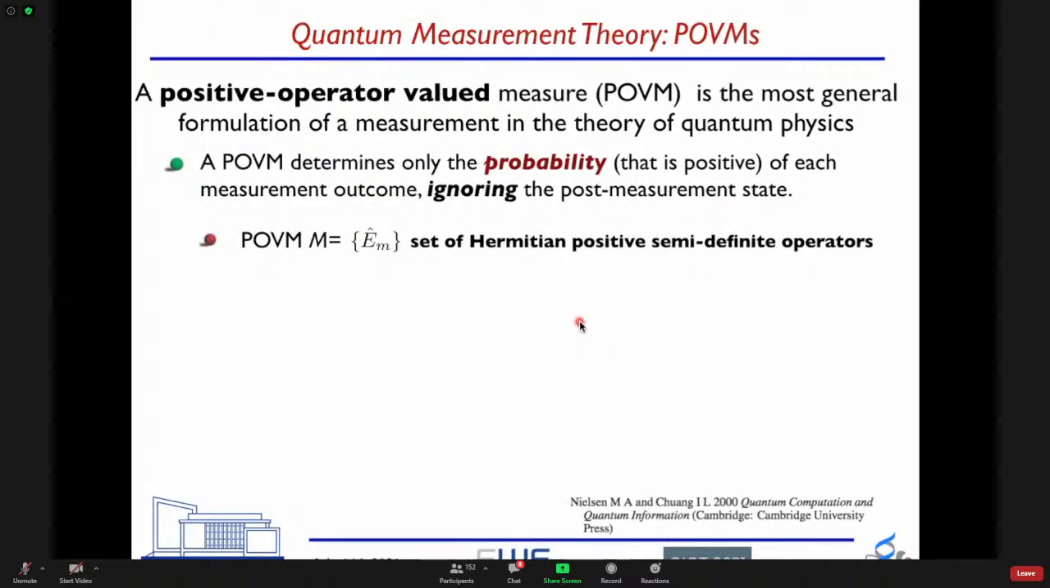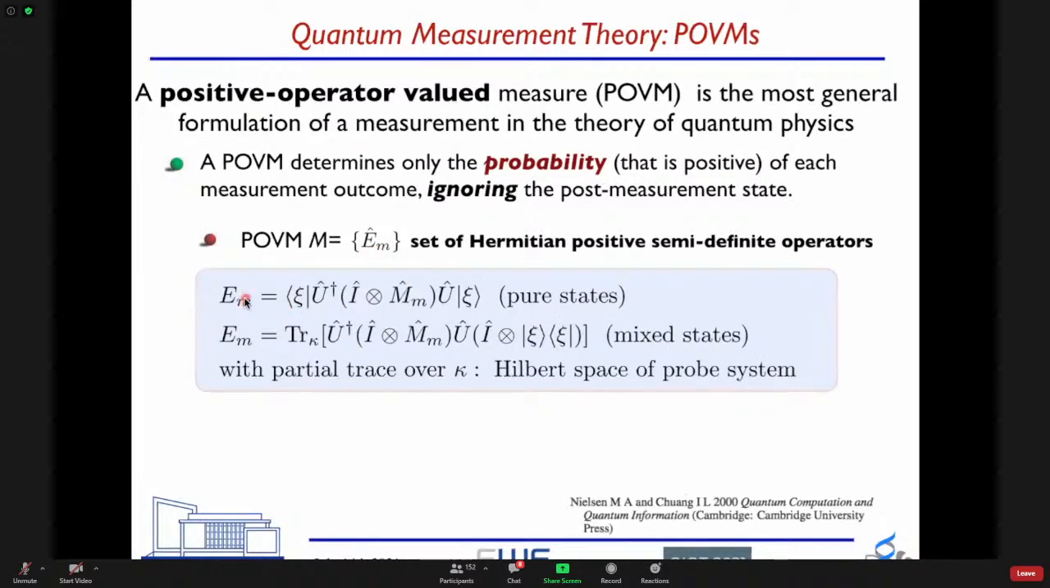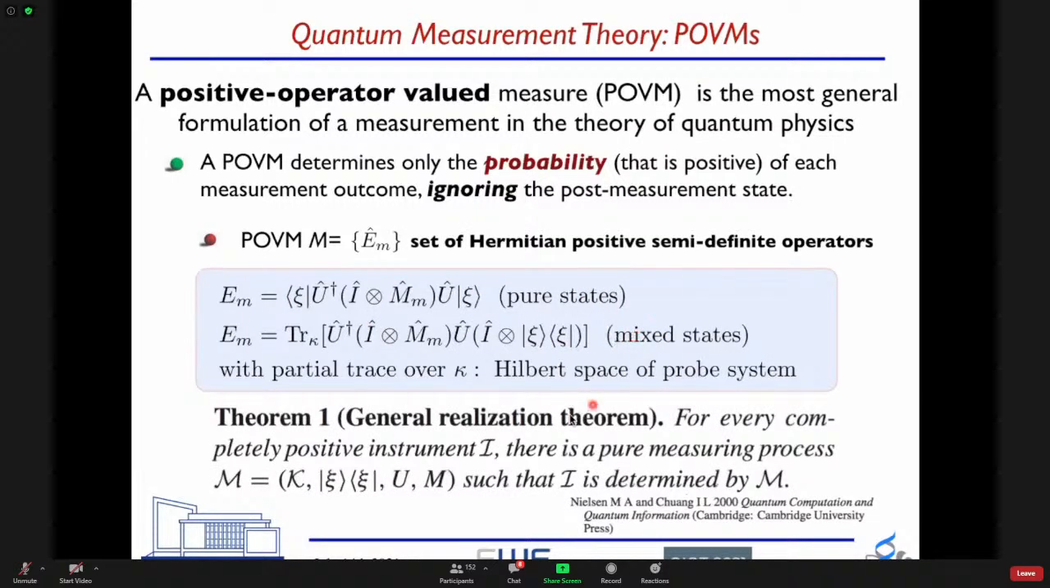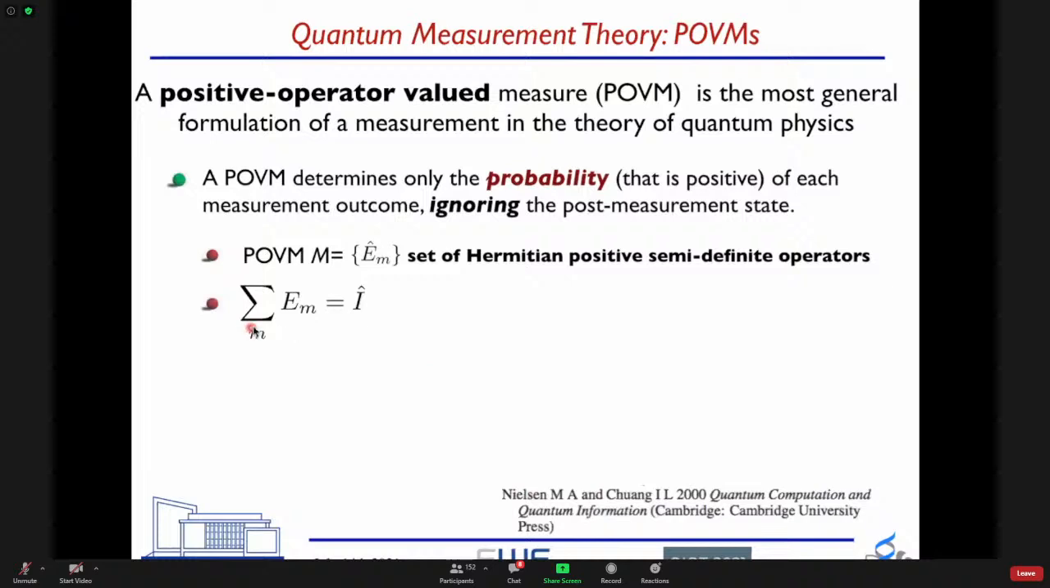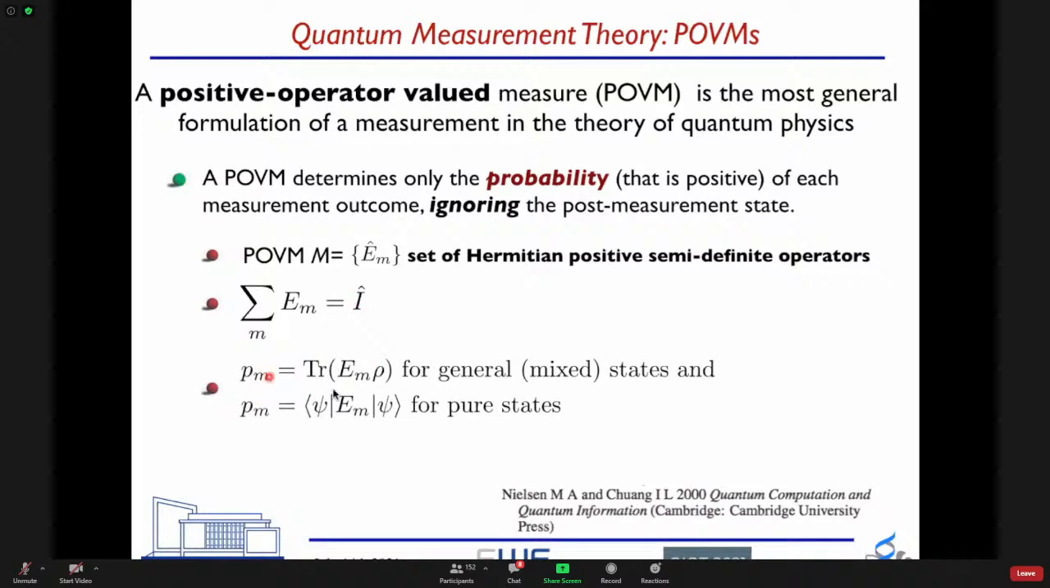So what are the other properties of these POVMs? As we see, a POVM determines only the probability of a certain output. So you have these so-called effects, E_m, and for every E_m, there's a certain probability, which you can calculate either here for pure states or for mixed states. And again, they also add up to identity. So it's a complete system, and you get these probabilities as described. And also, of course, the effects themselves add up to identity, and the probabilities add up to 1.